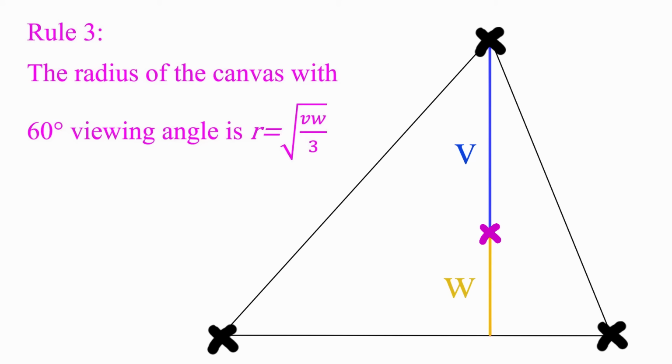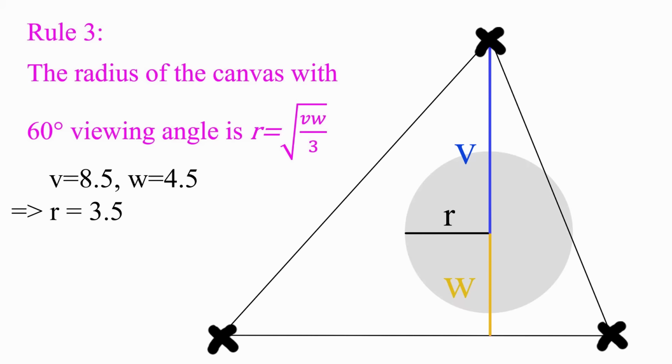Let's do this. I measure 8.5 for v and 4.5 for w. If we insert that into the formula, we get about 3.5. So for this set of vanishing points, the radius of the canvas at 60 degrees viewing angle is about 3.5, which means we can draw about this far if we want to stick with these 60 degrees.